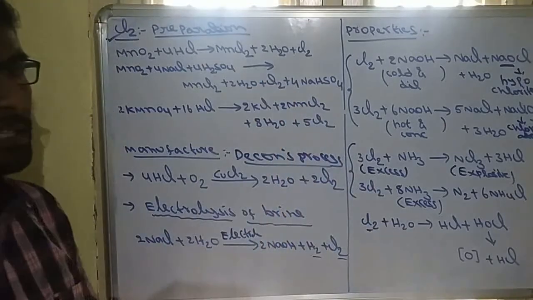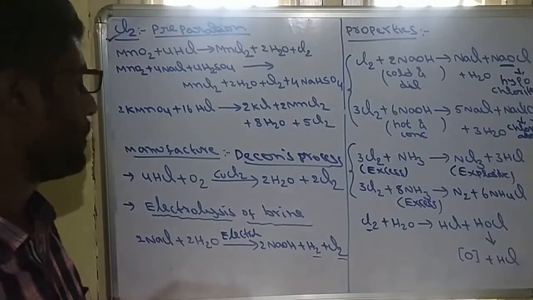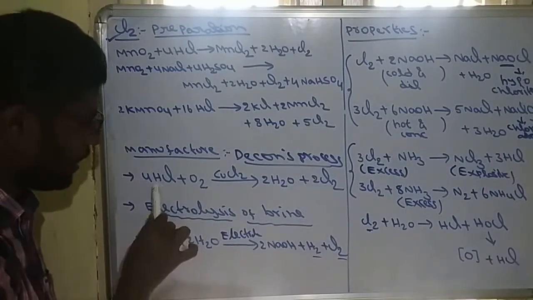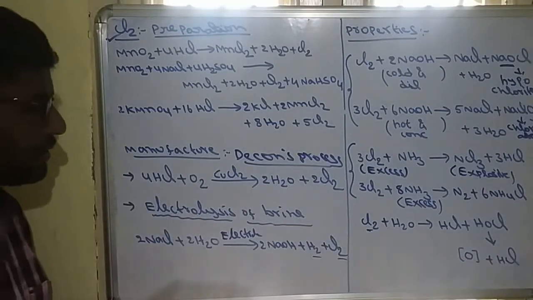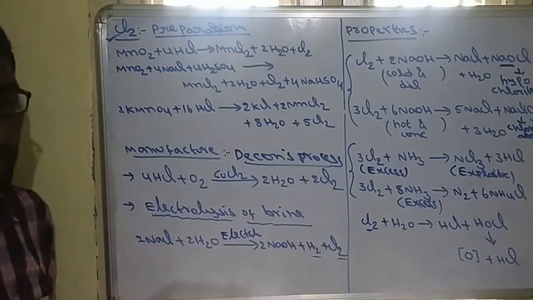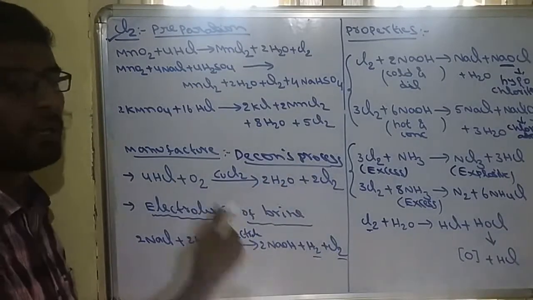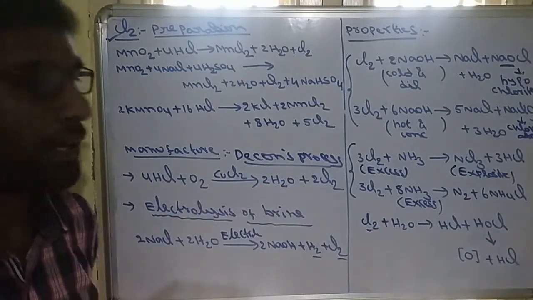So what is Deacon's process? It is the atmospheric oxidation of HCl. HCl on atmospheric oxidation in presence of a copper chloride catalyst gives dichlorine. This process is called Deacon's process, the atmospheric oxidation of HCl.